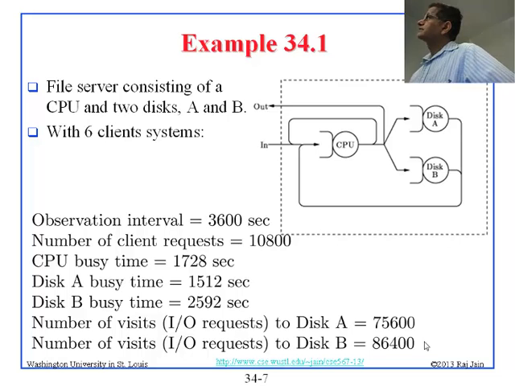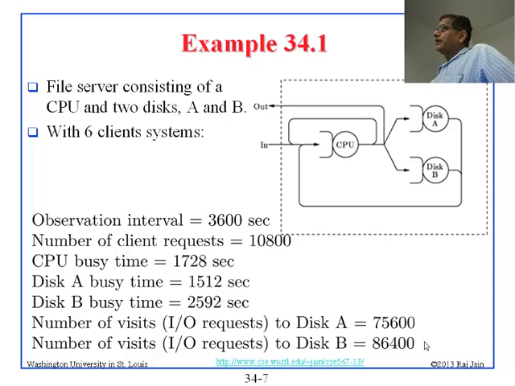Now based upon this, we can solve some of the open queuing networks. So this is an example of an open queuing network. Here the jobs come in, they go to the CPU, with some probability they go back, with some probability they go to disk A, with some probability they go to disk B, and with some probability they go out. So let's say we observe it for 3600 seconds, and we find that 10,800 jobs came in. CPU busy time was so much, disk A busy time was so much, and disk B busy time was so much. So now we can calculate several things.